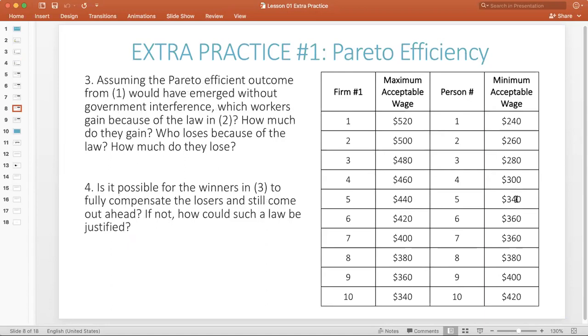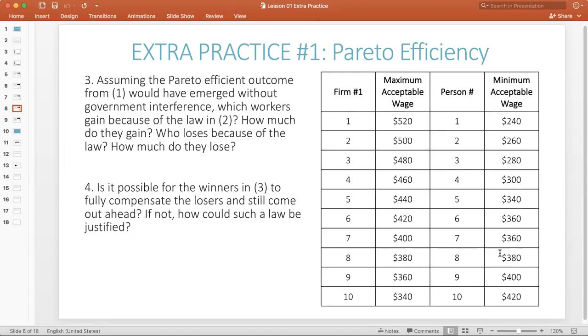Worker number 5, they're losing $40 because, no, they're losing $60 because, oh, I see now. I made this table wrong. So for person 5, that should be 320, and person number 6 should be 340. So for person 5, they're losing $60 because that'd be 380 minus 320, not 40. Person 6, they'd be losing the difference between 380 and 340, which is 40. 7, that'd be 20, and then 8 is 0. So then adding up all those differences, that comes to a total of $200 lost.